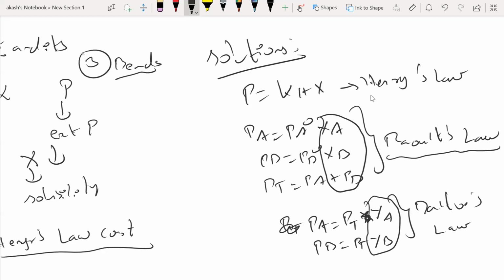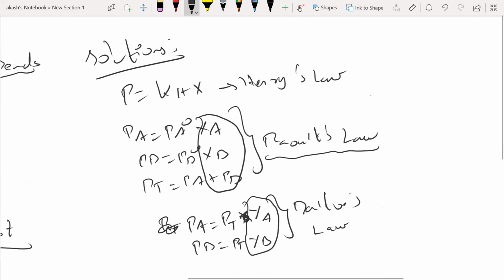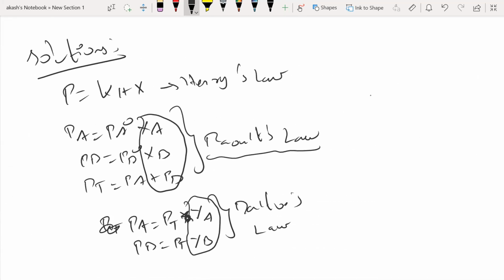How do you define Raoult's law, people? Tell me the statement of Raoult's law. Yes, please go on. Sir, for a solution of volatile liquids, the vapor pressure of the component of the solution is directly proportional to its mole fraction. That's it. Mole fraction, that's it. Right. Fine. Anybody else wants to try Raoult's law?